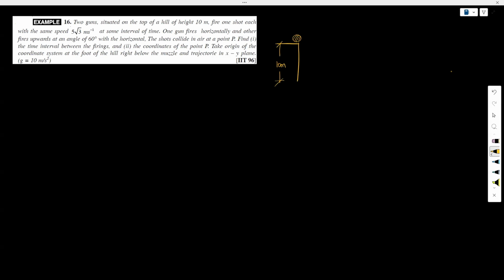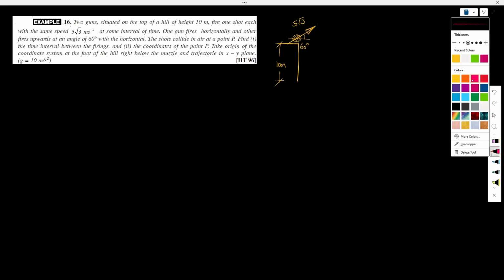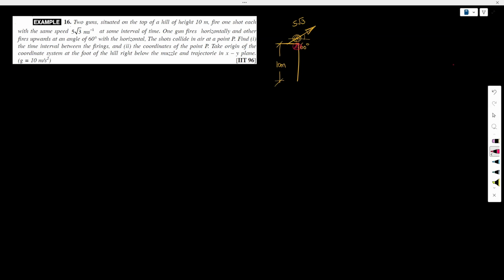One is fired at an angle of 60 to the horizontal. So let's say that is 5 root 3 meters per second and the angle is 60. The other one is fired horizontally with the same speed, right? So we have another particle that is fired horizontally with the same velocity 5 root 3.